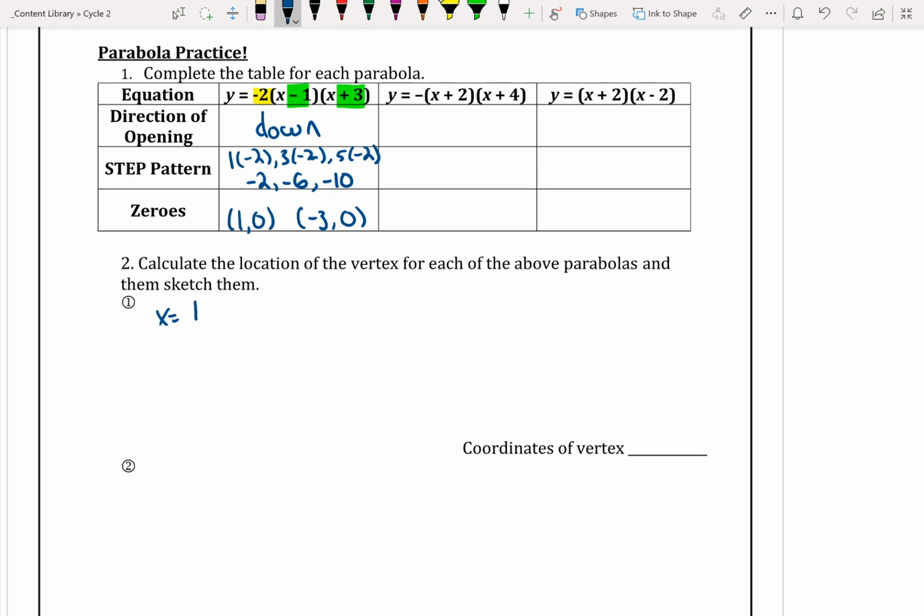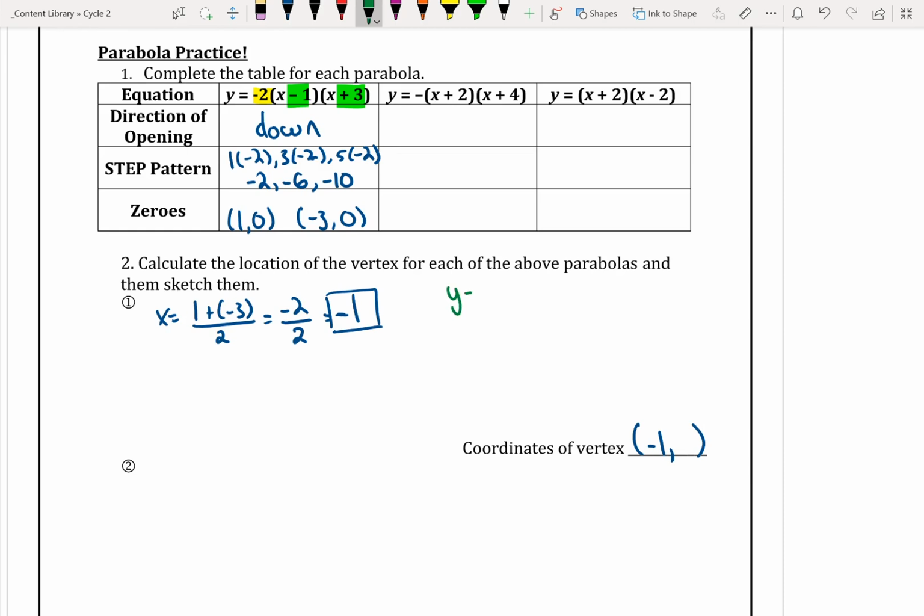So I'm going to add them together. So 1 plus -3, and then divide by 2 to find the middle. So I get -2 divided by 2, which equals -1. So I know so far for my vertex, the point is -1 and then something else.